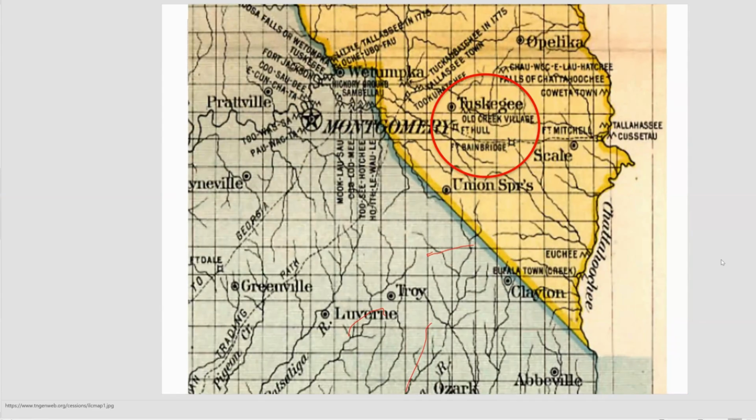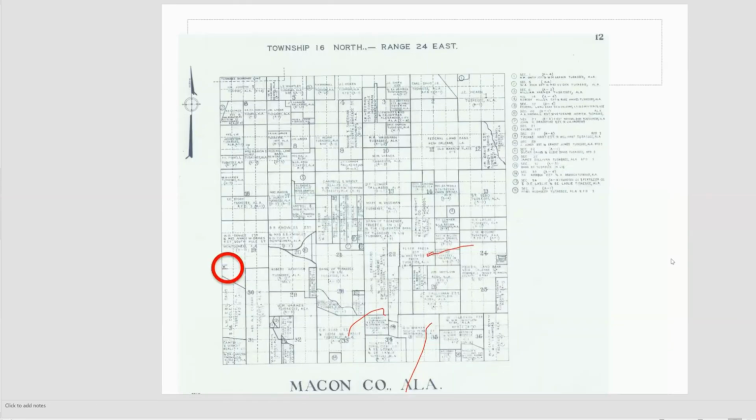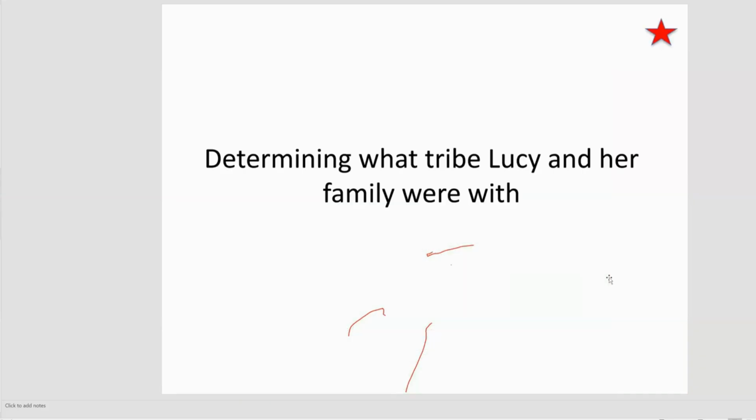And this is just another blown up version. Old Creek Village, Fort Hull. And it's so funny because I just went to Alabama and I was trying to find information and records. No one wants to talk about this kind of stuff, or no one, quote unquote, knows. And it's out there. It's out there. So now, this is the little spot on the other map, a township map of who was living where. I'm like, where is Fort Hull? So, determining what tribe Lucy and her family were with.